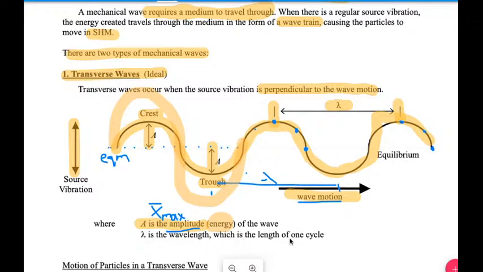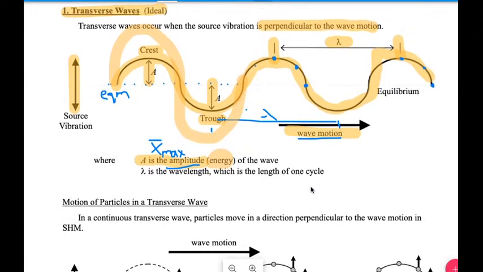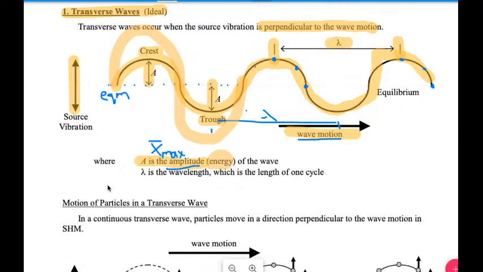Wavelength is the length of one cycle. So it's kind of related to period, right? As a full cycle takes place, we're going one period of time and one wavelength of distance. So that's a transverse wave. That's our easiest to visualize and to work with, and our ideal type of mechanical wave.